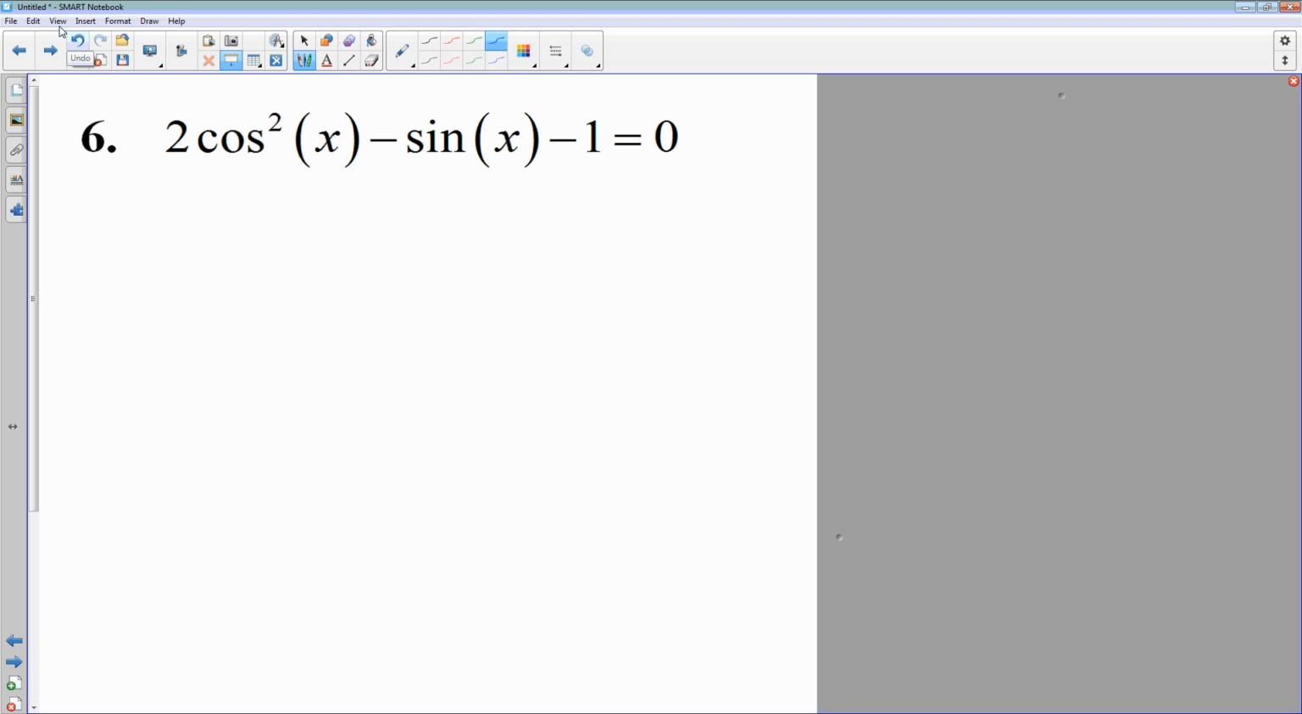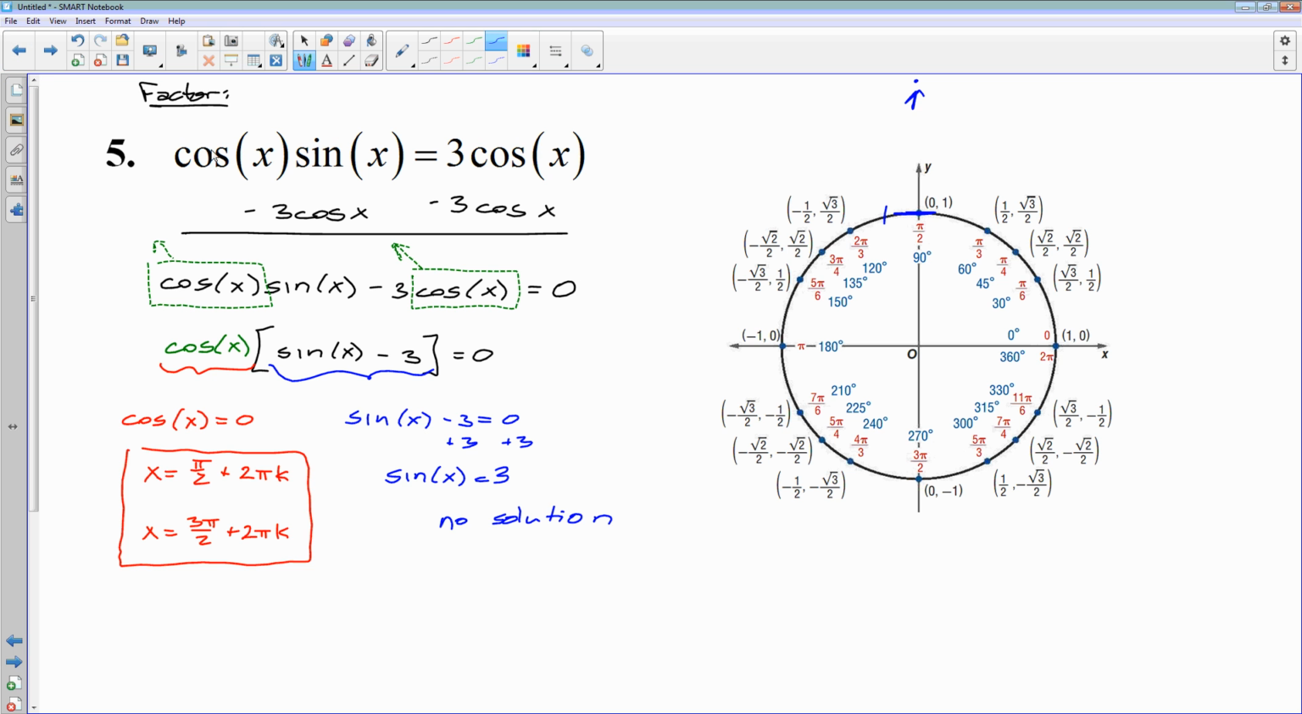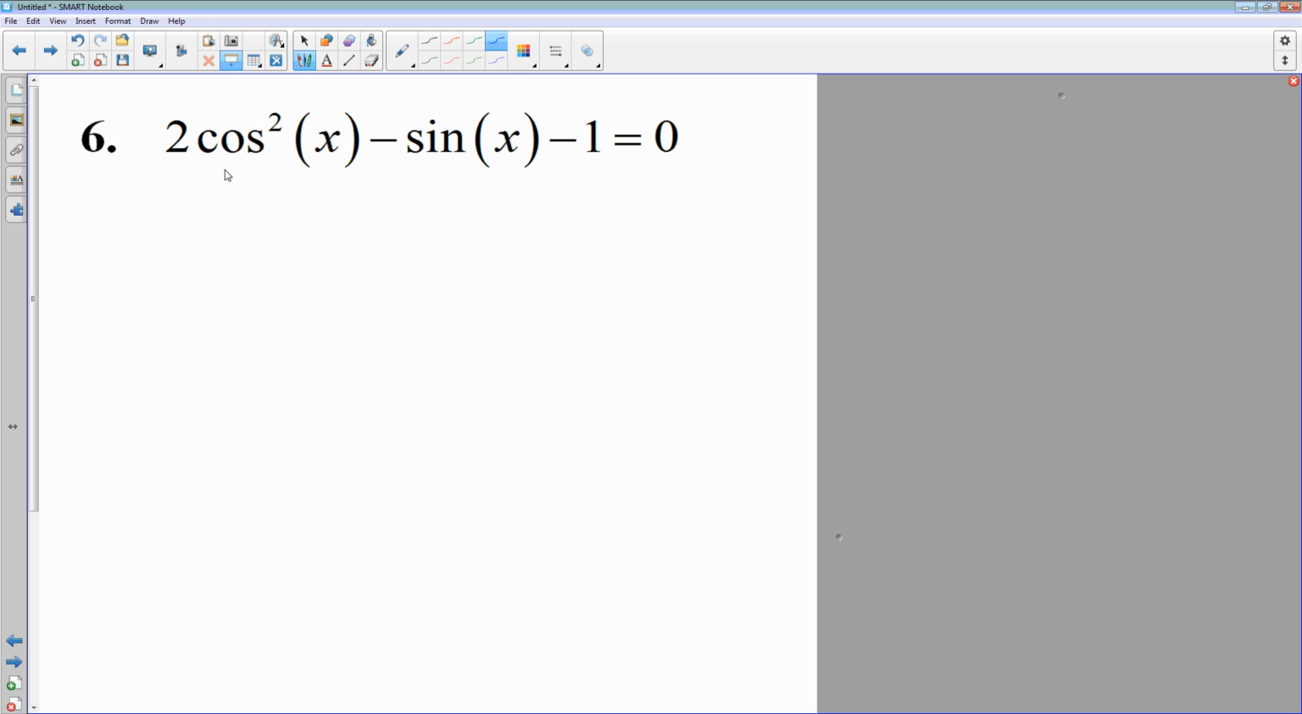Okay, this one is kind of the same situation. I've got 2 cosine squared and a sine in here. I have 2 different trig functions, and if possible, I like to change one into the other. On number 5, that wasn't an option. There's no way I can turn just a cosine into a sine or a sine into a cosine. But this one's a little bit different because I have a cosine squared.